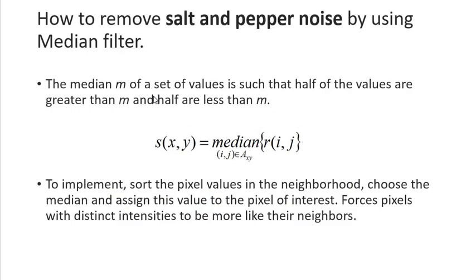Now let us use an example and see how the median filter, which is the best filter to remove pepper noises, can be used. In the median filter, half of the values are greater than the median m and half of the values are less than m. To implement it, we sort the pixel values in the neighborhood, choose the median, and assign it to the pixel of interest, forcing pixels with distant intensities to be more like their neighbors.